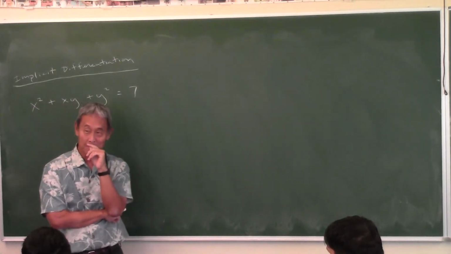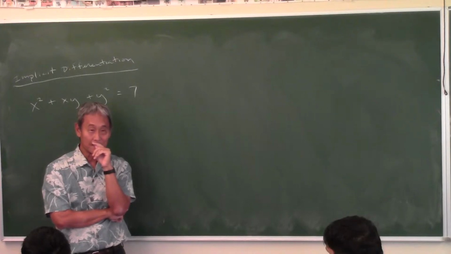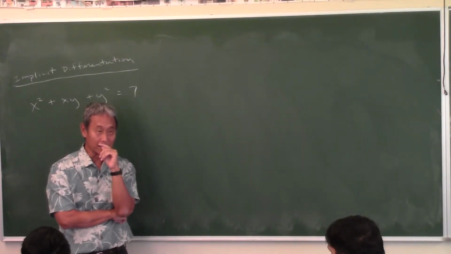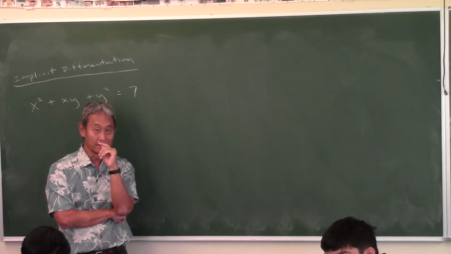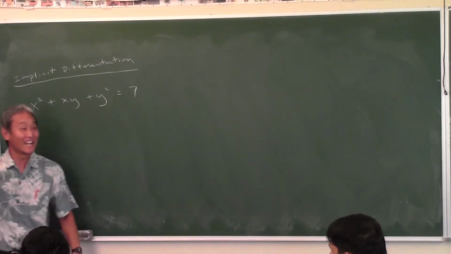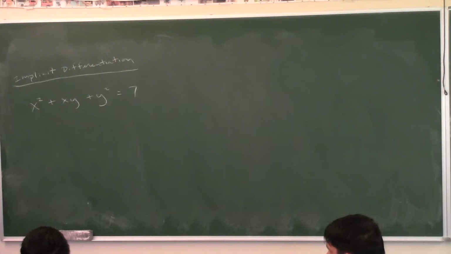Is it a circle? No. Moriguchi, is it... Yes, it's an ellipse. Very good. How did you know? Is it the x squared plus y squared? Yes, correct. Okay, at least you were in the right family.